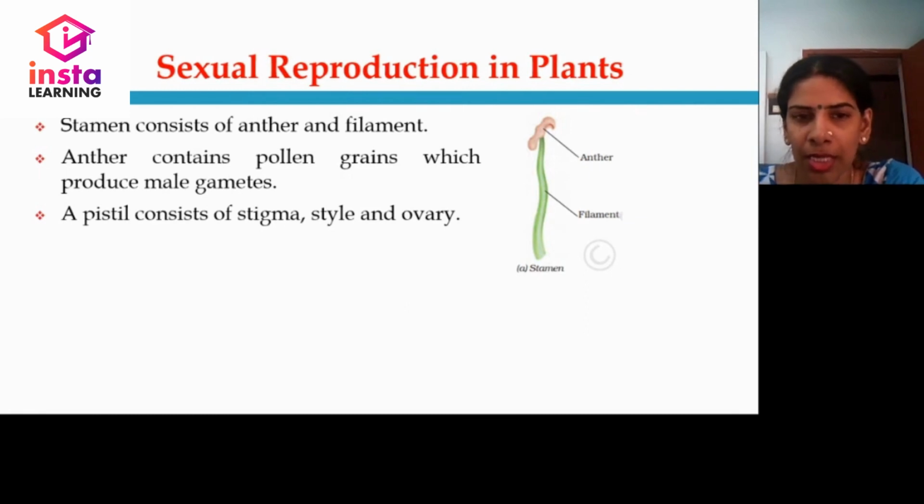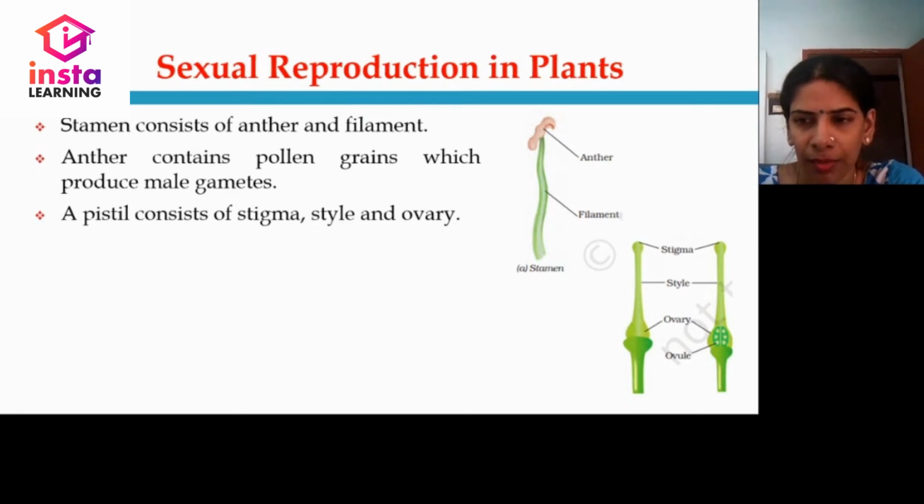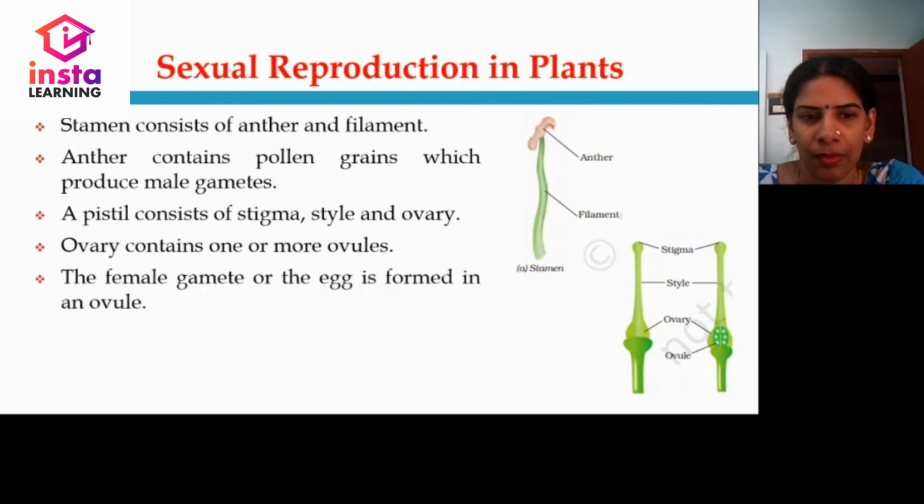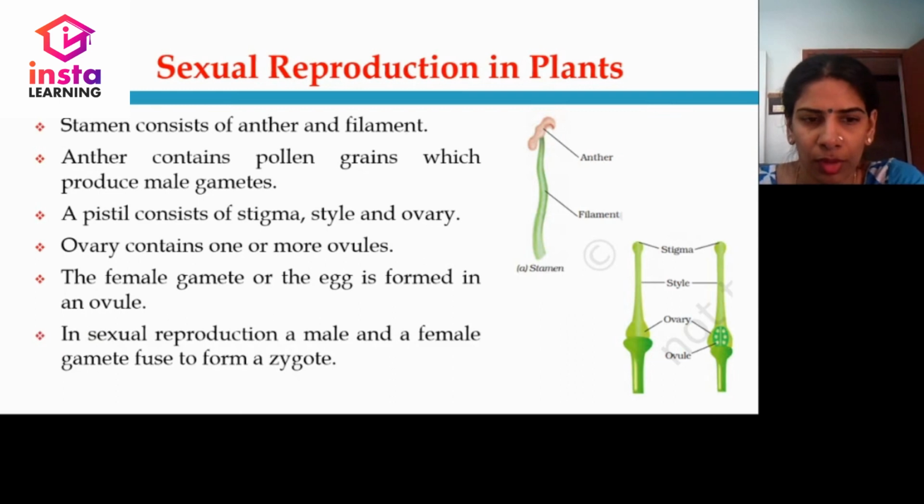A pistil contains stigma, style, and ovary. Ovary contains one or more ovules. So stamen contains anther and filament. Pistil contains stigma, style and ovary. Ovary contains ovules. Anther contains pollen grains. The female gamete is the egg, which is formed in the ovule. In sexual reproduction, a male and a female gamete fuse to form a zygote.